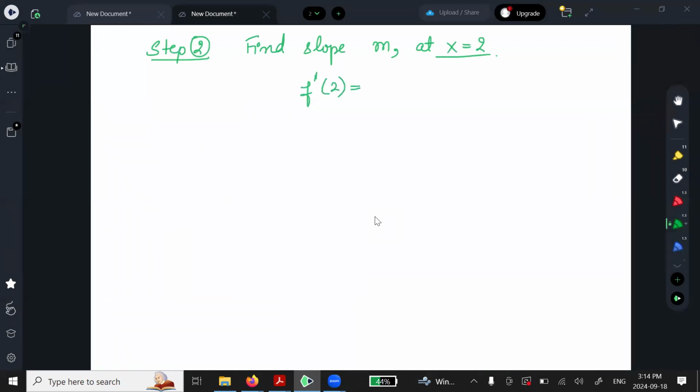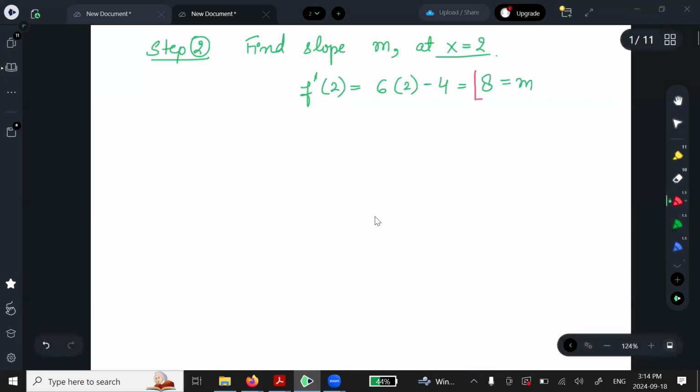What will happen now? So 6x minus 4 will be 6 times 2 minus 4. What do I get? 8. So that's my slope. 2 steps clear. So far, I have just done the differentiation and I apply the given point in the derivative. That's my slope. Step 3, I need a point.